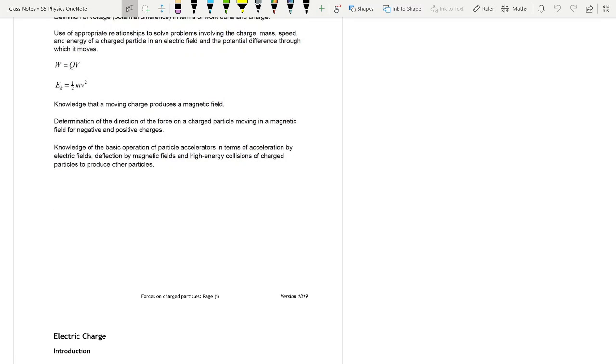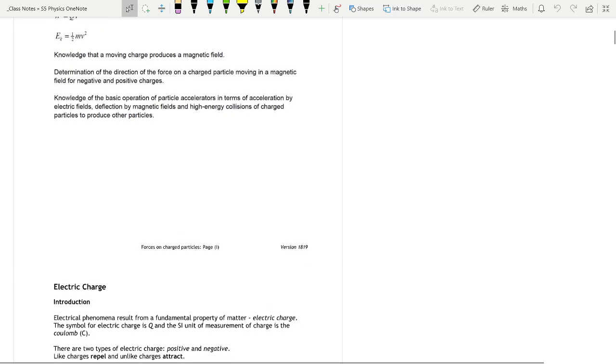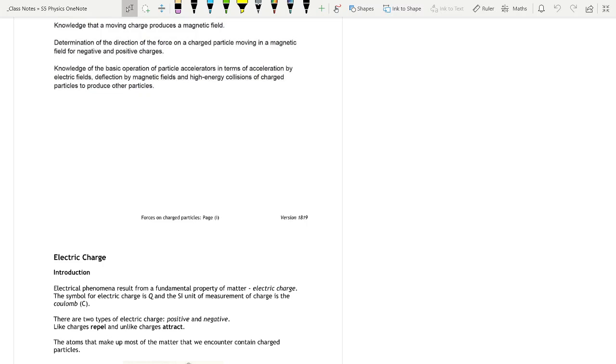And knowledge that a moving charge produces a magnetic field. Again, you have done that in the past. Determination of the force on a charged particle moving in a magnetic field for negative and positive charges. So the direction of the force, and knowledge of the basic operation of particle accelerators in terms of acceleration by electric fields, deflection by magnetic fields, and high energy collisions of charged particles to produce other particles.